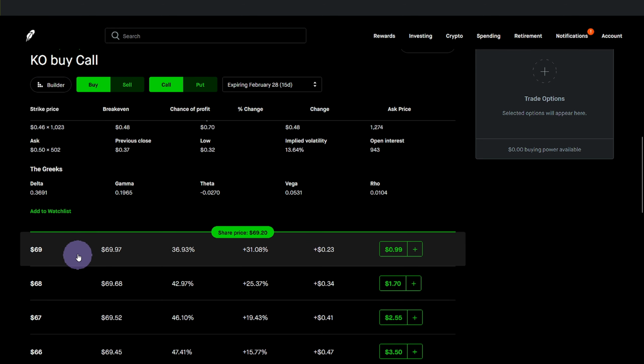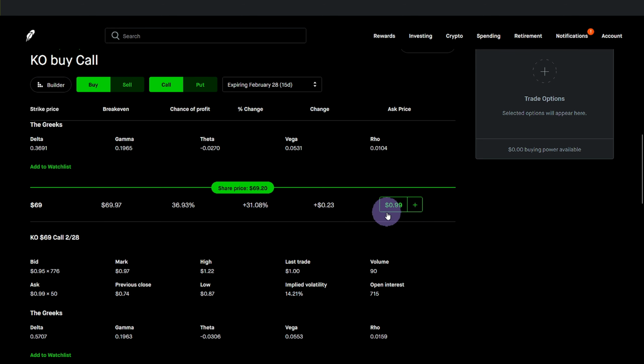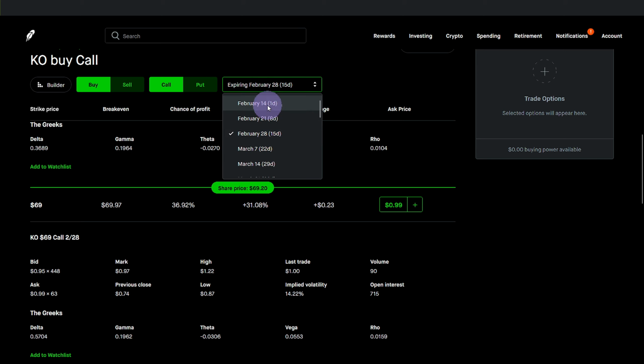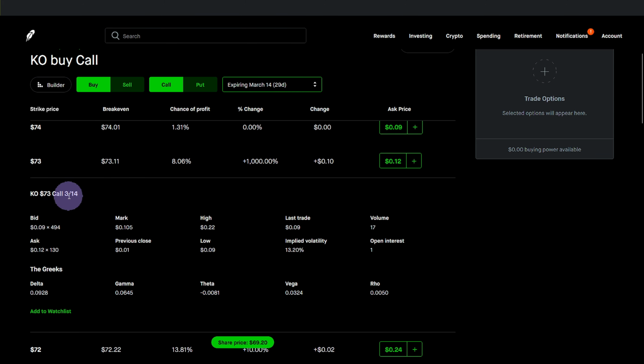Or I could look at this $69 option. I could buy this one for $100, and I can see that it is going to move approximately $57 for each $1 that Coca-Cola would move up or down. If we change the expiration date out further, let's choose something about a month away, March 14th. You can see that this $73 option now costs a little bit more. Now it is $12 to buy this. And take a look at the delta. The delta has also increased. This contract is going to move by $9 for every dollar that the stock would move in price.